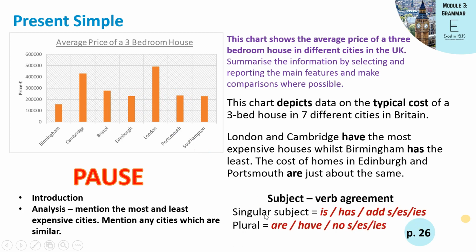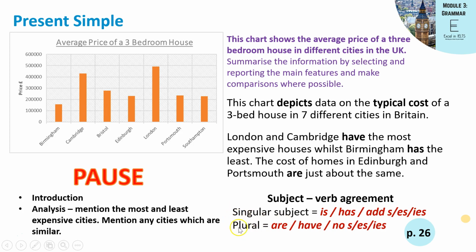So one thing you need to keep in mind with present simple is your subject-verb agreement. Now, I've seen students make this mistake quite a lot. They tend to, for instance, forget to add the S, ES or IES when it's singular subjects. And they tend to sometimes mix has and have as well. So make sure when it's a singular subject, so it's one subject, you use the be verb is, has, or you add s, es or ies to the other verbs.